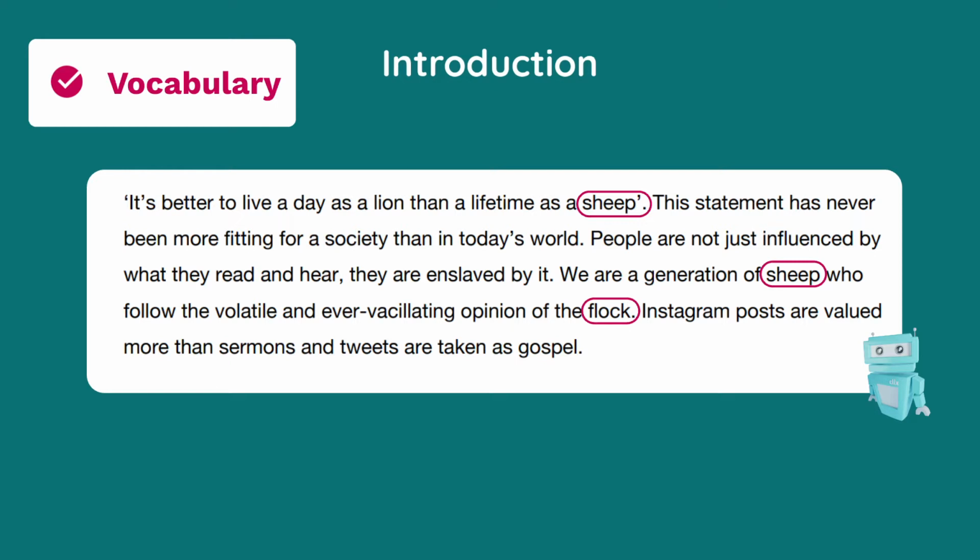So the use of the sheep, obviously at the beginning, then we are a generation of sheep, suggesting that we just follow each other. We don't want to break out from the norm. We do whatever everyone else is doing, and then the opinion of the flock, as in everything is about being the same as the larger group.